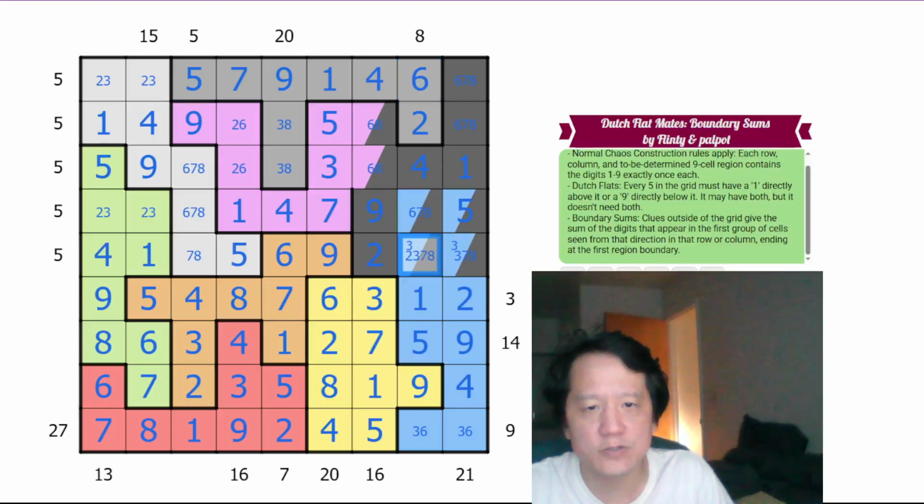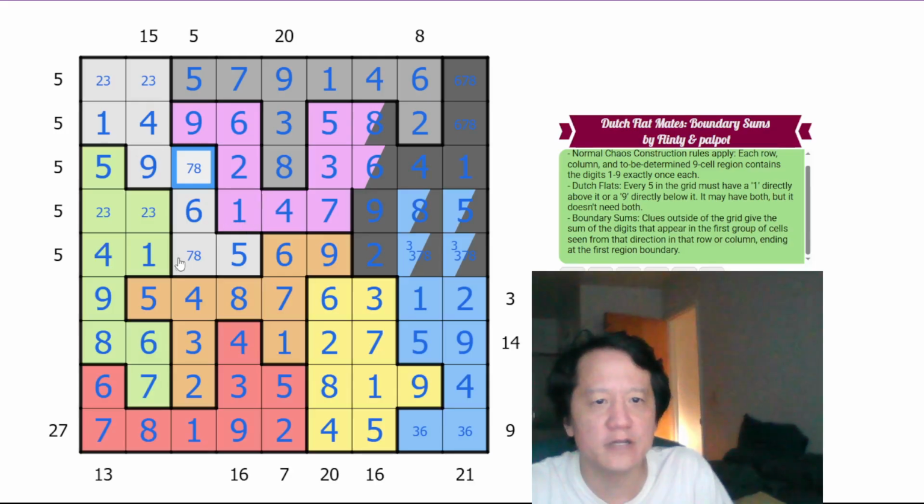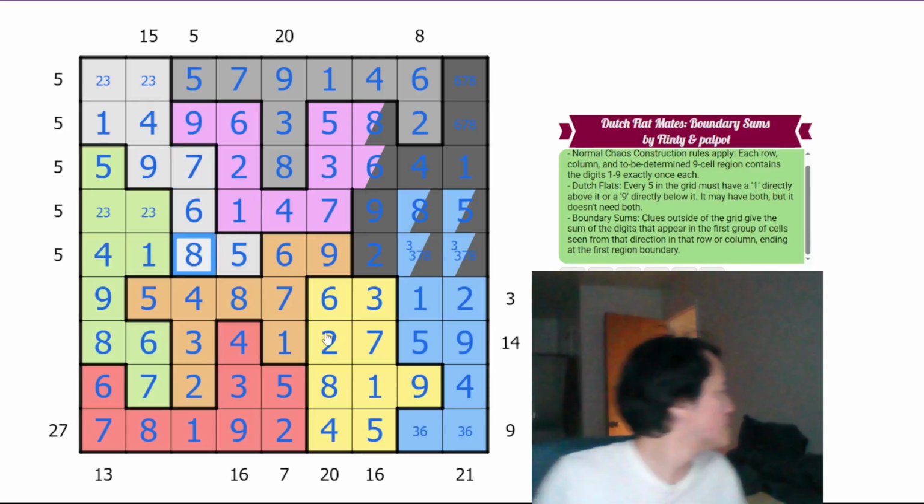This can't be 2 again. No 6 here. 7 eliminates 7 here, so that's 8. Can't be 7 or 8, it's 6. No 6 here. We have 3 eliminates 3 here, so it's 8 and 3. 8 eliminates 8 here, so it's 6 and 8. 6 eliminates 6 here, so it's 2 and 6. 8 eliminates 8 here, so it's 7 and 8.